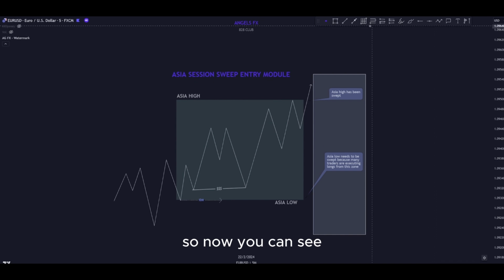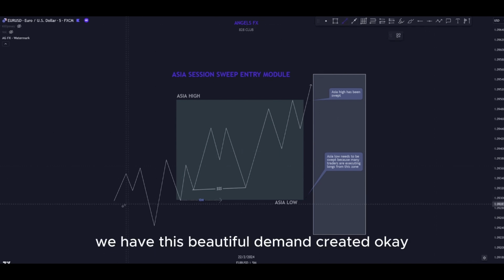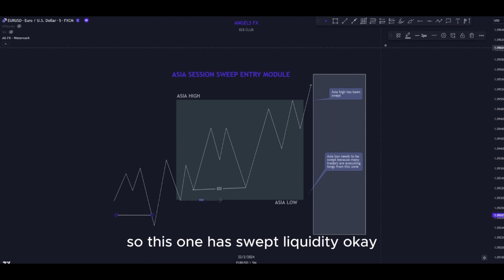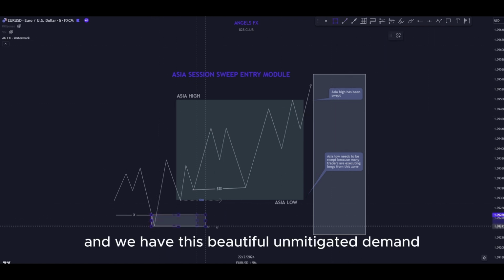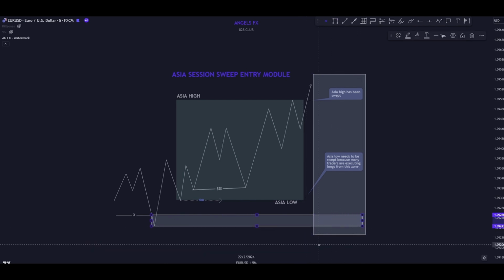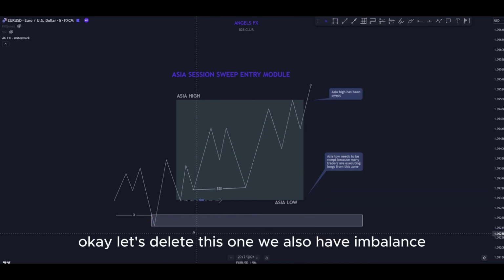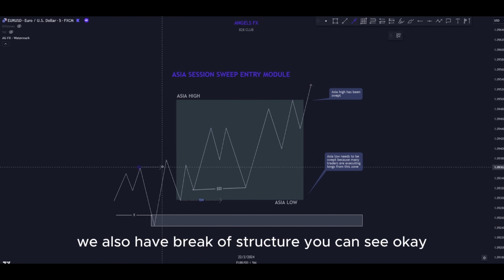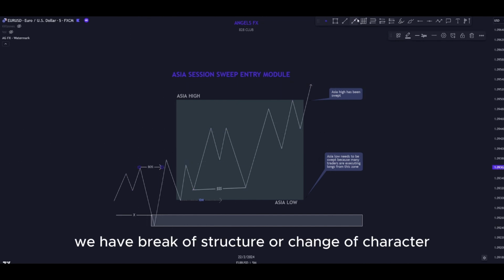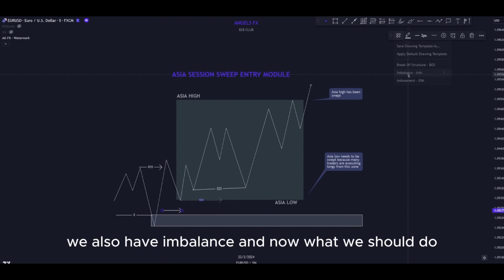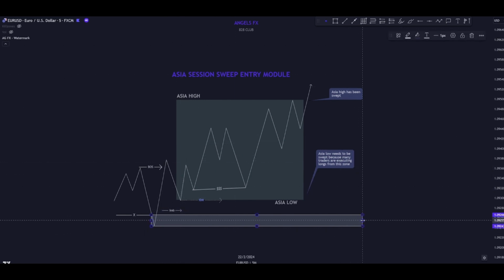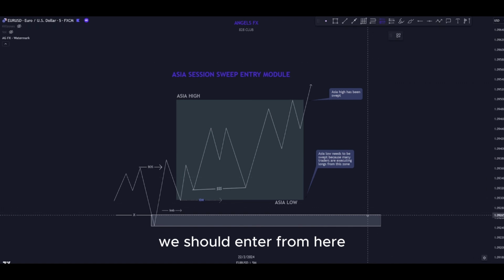So now you can see we have this beautiful demand created. This one has swept liquidity, and we have this beautiful unmitigated demand. We also have an imbalance, and we also have a break of structure, you can see, or change of character. We also have the imbalance, and now what should we do? We should enter from here.